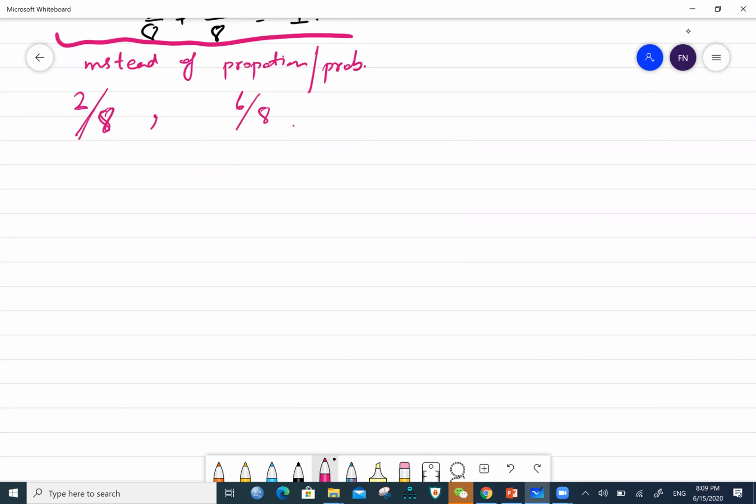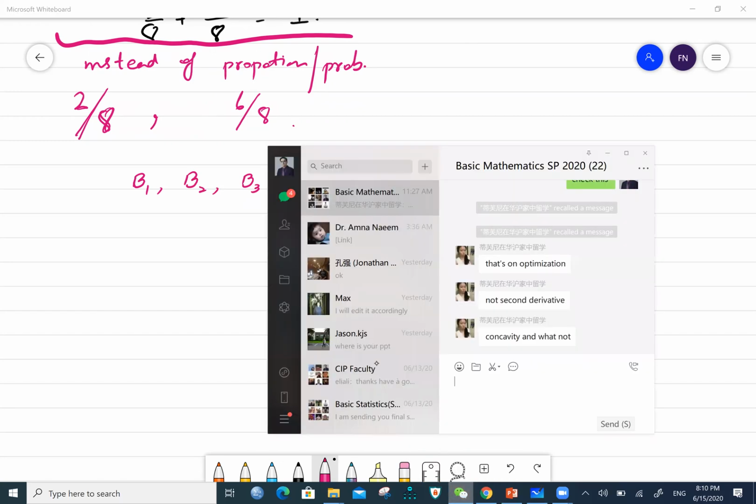Now I explain another concept. For example, there are three male students, boy1, boy2, boy3, and girl1, girl2, girl3, girl4, and girl5. There are 8 total students.